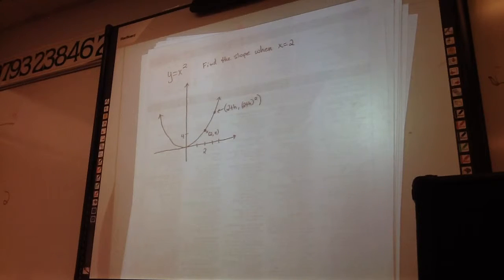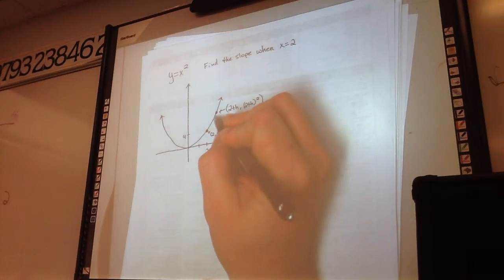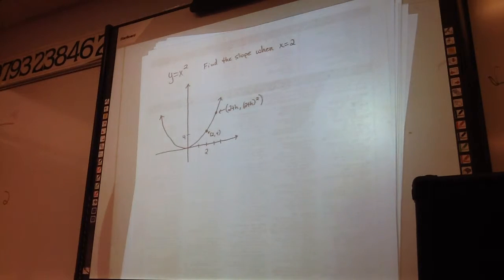Now can we find the slope of the secant line through those 2 points? It's hard to draw a straight line through those without a ruler.